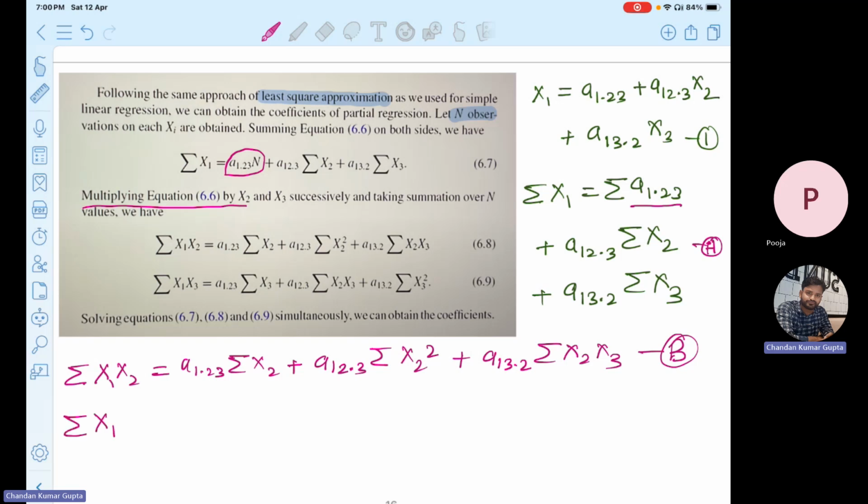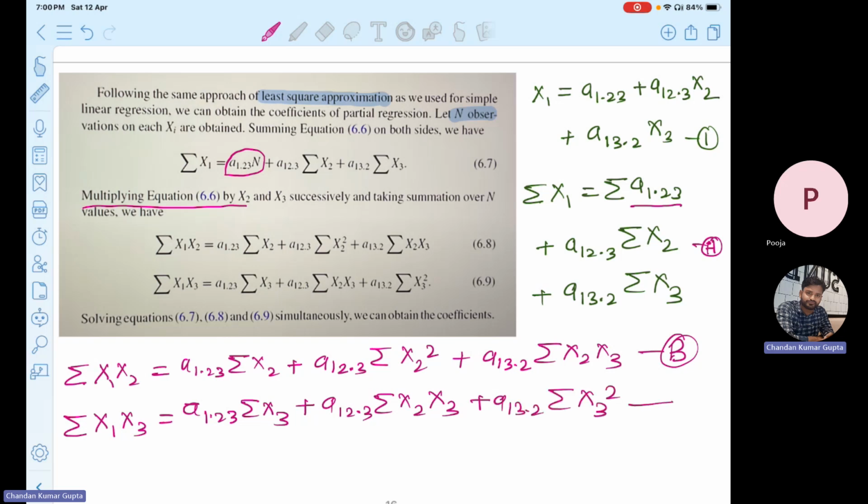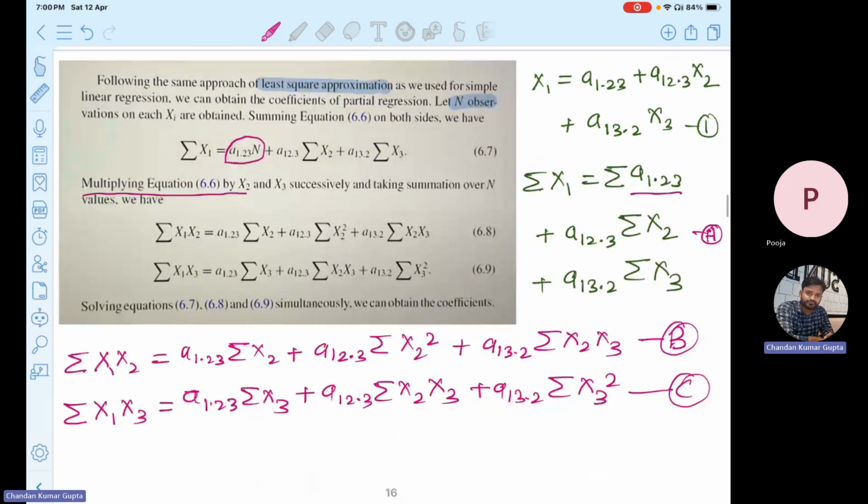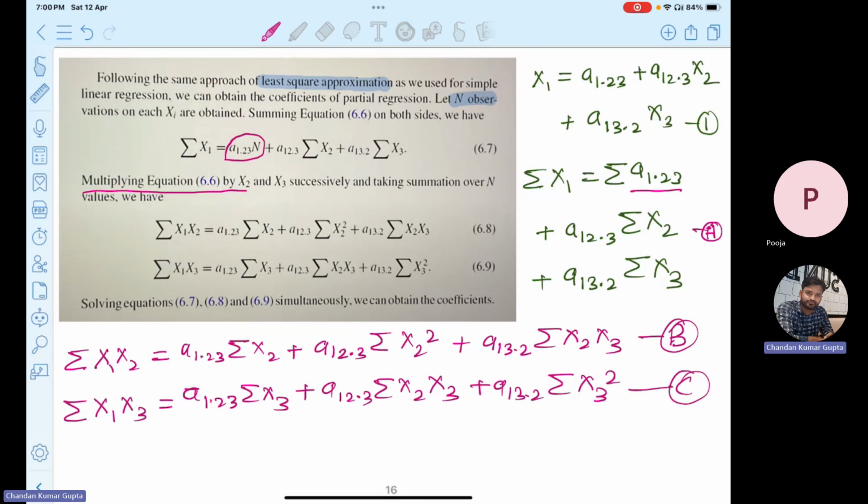The summation x1 x3 is equal to a1.23 summation x3, plus a12.3 summation x2 x3, and the last one is a13.2 summation x3 square. Suppose I call this c. So equations a, b and c are the normal equations.